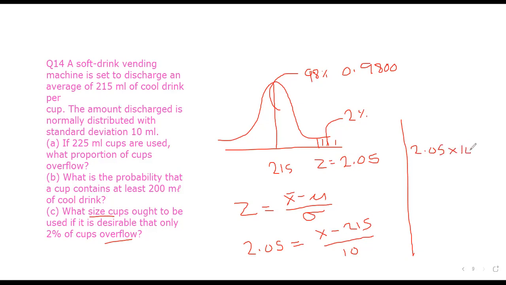2.05 times 10 is 20.5, equals X minus 215. So when this goes aside, our X is 235.5. Is it? What is it? 235.5. Yes. All right. So this is how this was supposed to be done.